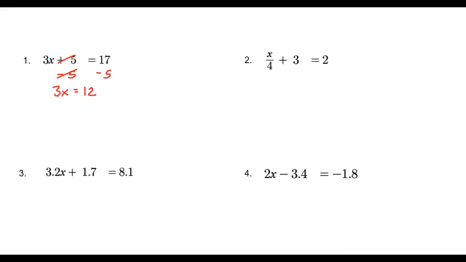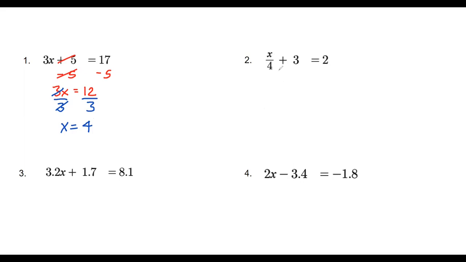We want to divide both sides by 3 because x is being multiplied by 3. And we know if we do that, that will cancel that out and leave us with x all by itself, which is the goal of this process, to get x all by itself. And x is equal to 4 would be our answer. Let's take a look at the next problem.